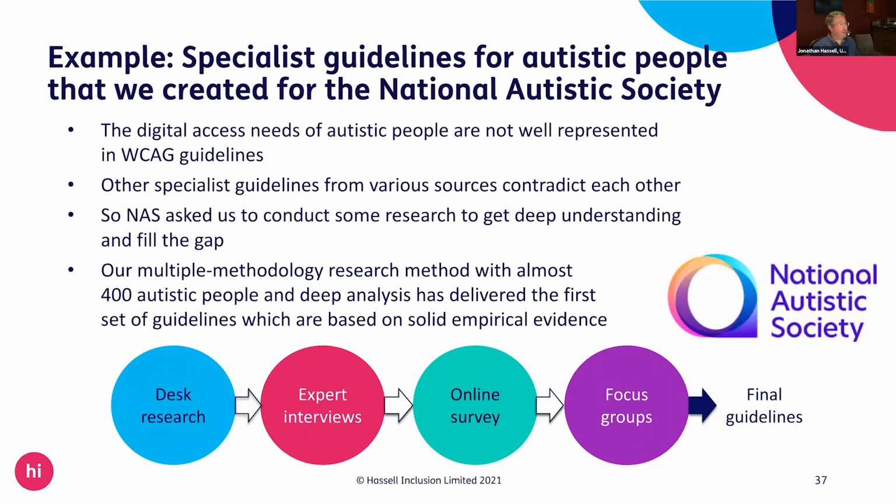And also a lot of the research was very contradictory out there. So we did a lot of desk research, talking to a lot of experts. We did an online survey with 400 people who are autistic, and did focus groups to really understand their needs. If you want to understand the needs of the people who use your stuff, you might want to do the same sort of thing. And hopefully the NAS guidelines will be coming out sometime this year.